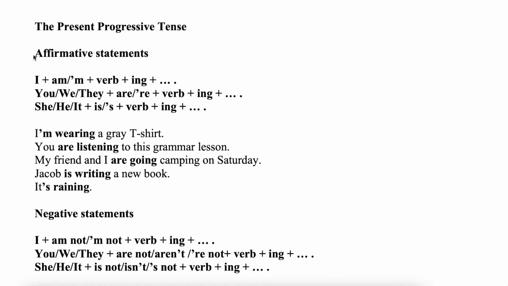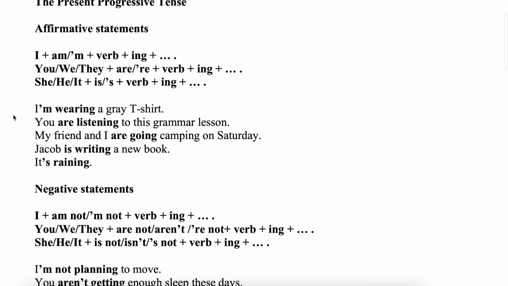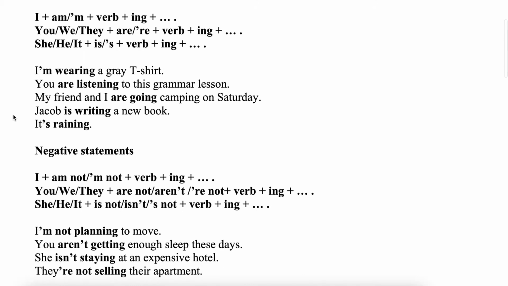Starting off with affirmative statements. I am verb-ing. You, we, they are verb-ing. She, he, it is verb-ing. I've written all the contracted versions as well. So basically, it would be like, I'm doing something, you're doing something, she is doing something.